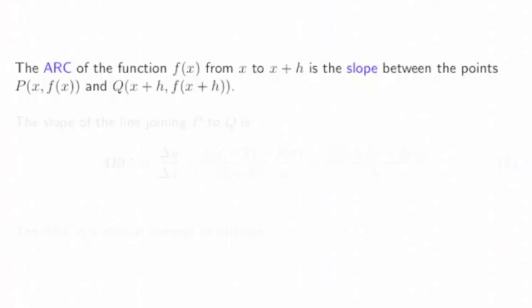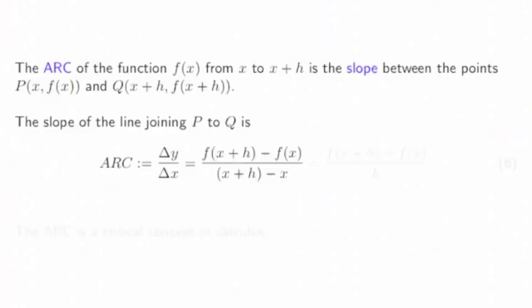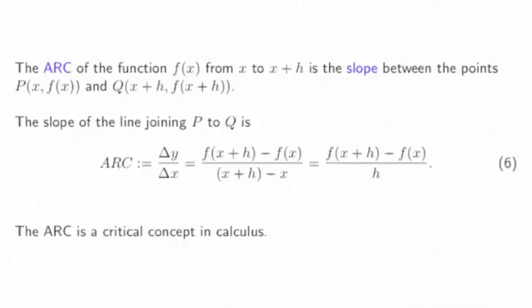The average rate of change of the function f of x from x to x plus h is the slope between the points P and Q. And the slope of the line joining P to Q is simply, by our understanding of slope, the change of y over change of x. So it's this formula, which simplifies to that. The average rate of change is a critical concept in calculus. Let's do an example or two.